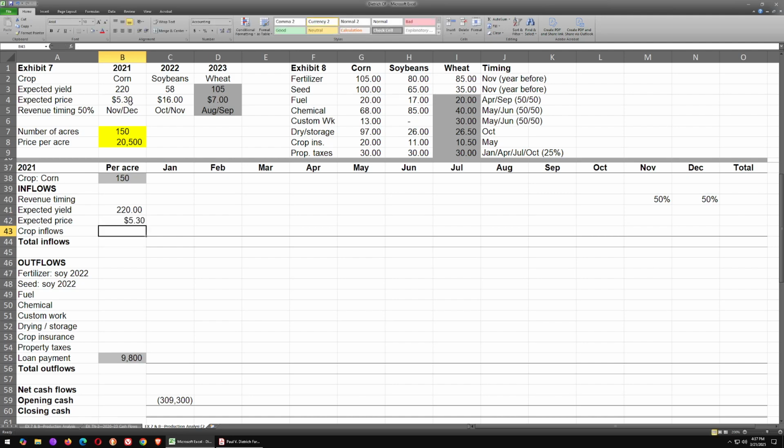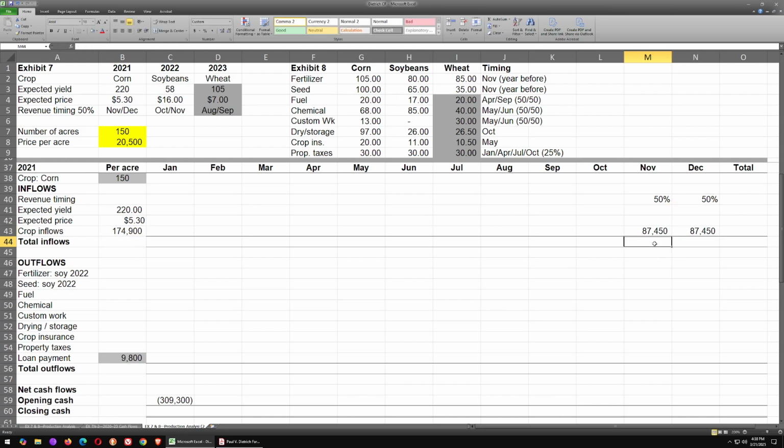So the total crop inflow, you've got 150 acres, of which it'll have 220 bushels at $5.30 a bushel. So the total crop payoff for this 150 acres, at least for corn, should be 150 times 220 times 530, right? So a total of 174,000. But the harvest comes in 2 different months. And so what we're just going to say is equals the total amount times the 50%. And same with this, equals the total amount times 50%.